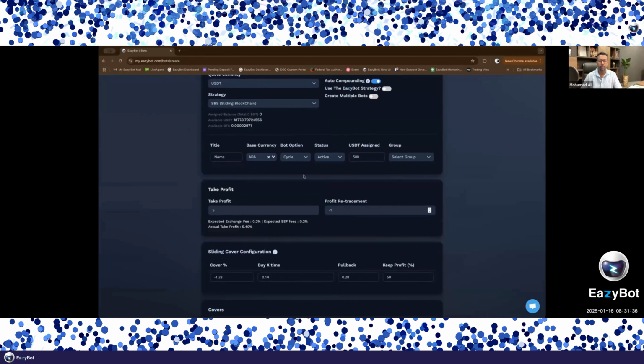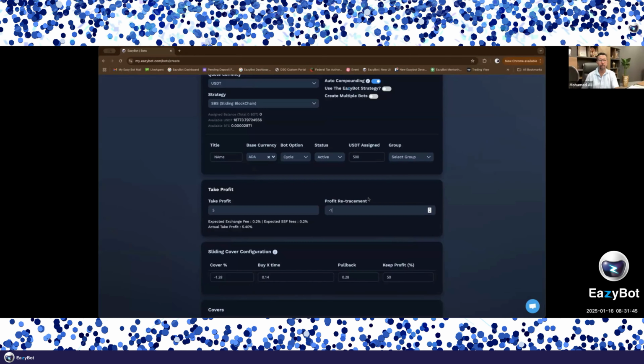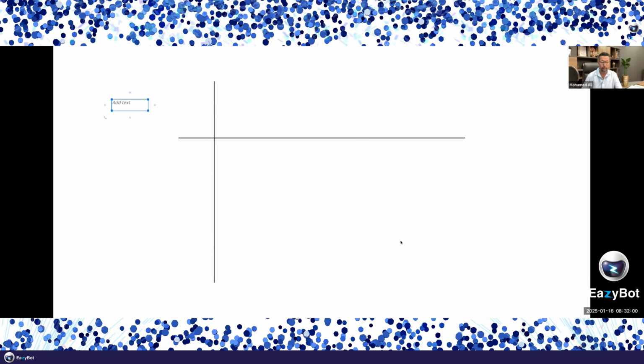Let's see. Let's go back and check the whiteboard. Okay, so now again we have 2 types of moves. Let's put down the parameters of the bot. The initial buy was 10%, and the take profit is 5%. The retracement is minus 1%. And that's it. I don't have cover 1.